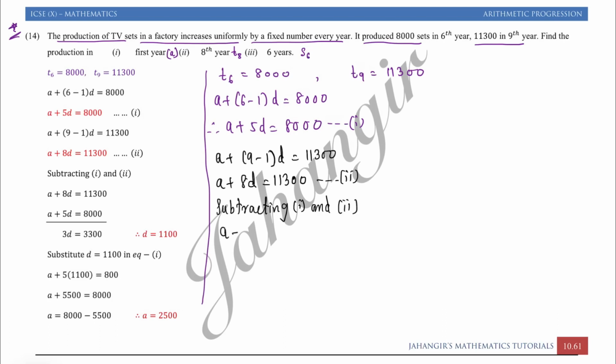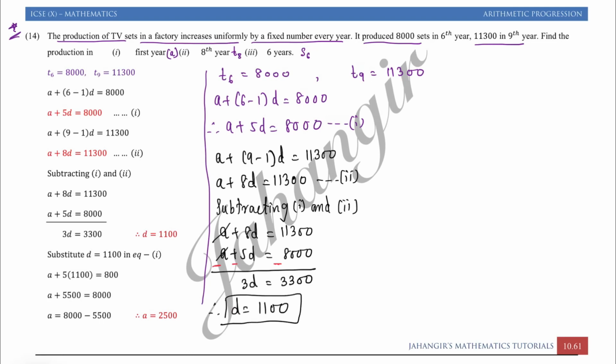So that is A plus 8D is equal to 11,300. A plus 5D is equal to 8,000. We will subtract. When we are subtracting, we are going to change sign. So A and A will get cancelled. 8D minus 5D is 3D. 11,300 minus 8,000 is 3,300. So therefore D is equal to 1,100.